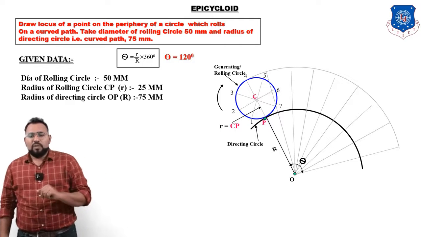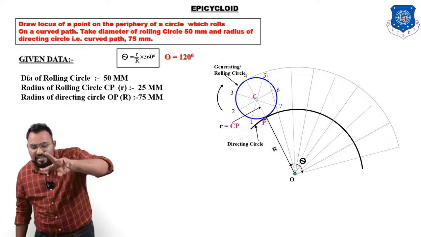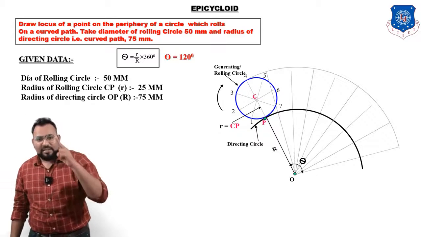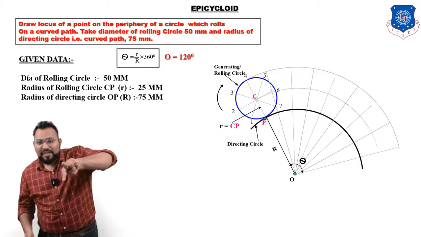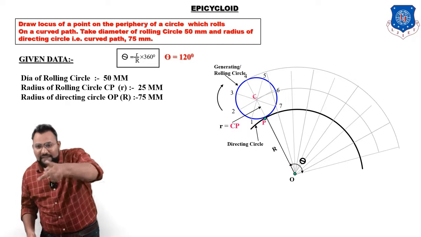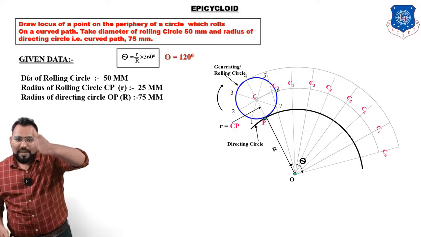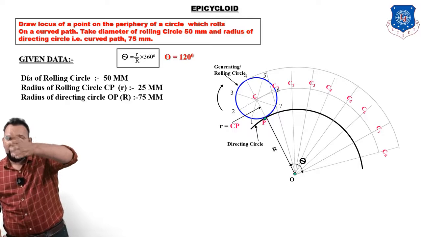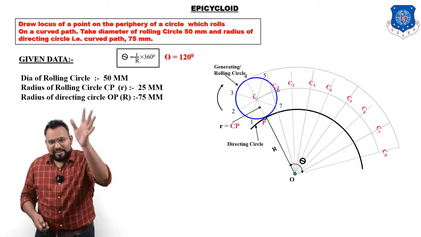Now what will we do? From the center, again I am going to repeat, from the center, take a distance equal to OC and put an arc up to angle theta like this. Whenever this arc intersects the divisions, we will mark the points C1, C2, C3, C4, C5, C6, C7 and C8. So this is something like this.